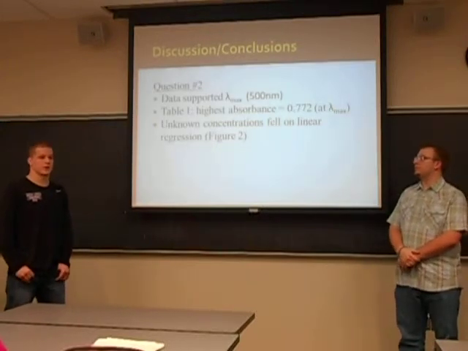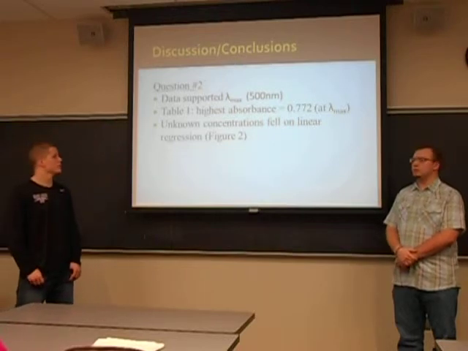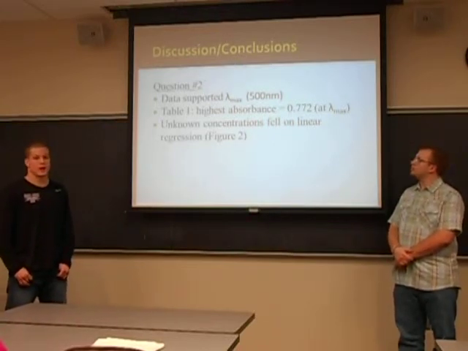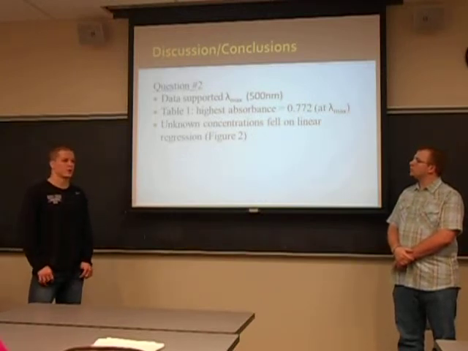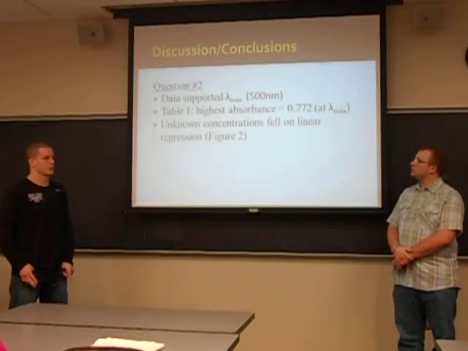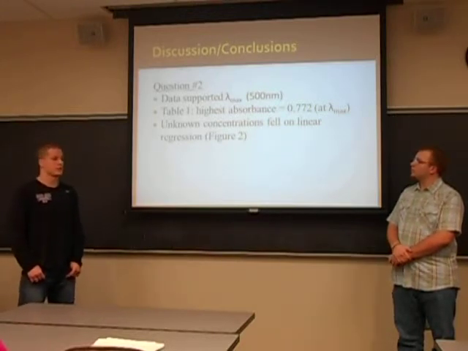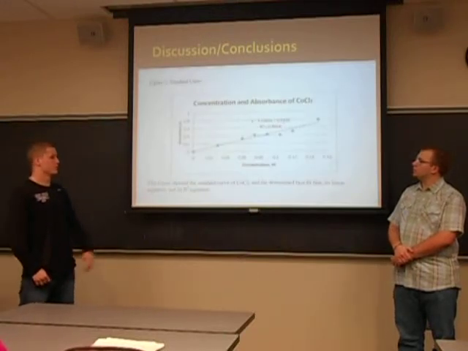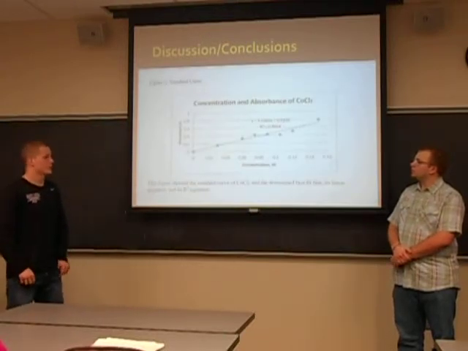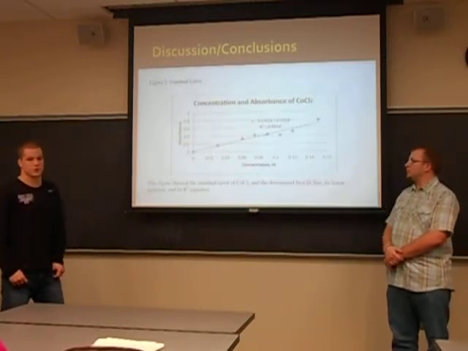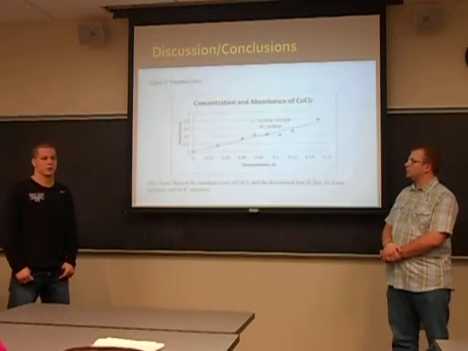Question 2, our data did support lambda max of 500 nanometers. Table 1 had the highest absorbance of 0.772. At lambda max, the percent transmittance was 17, which was its lowest, and the absorbance was 0.772, which was its highest. And the unknown concentrations did fall on the linear regression line, figure 2. Our unknown solutions fall right here, because we got our y equals mx plus b formula, and this just shows the direct relationship between concentration and absorbance. As both go up, the other goes up.